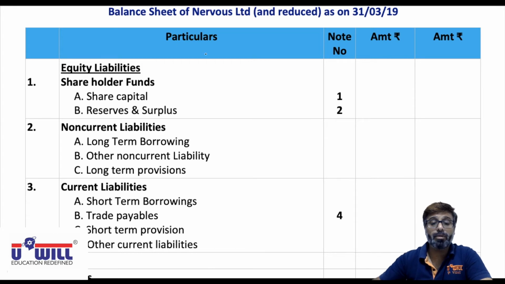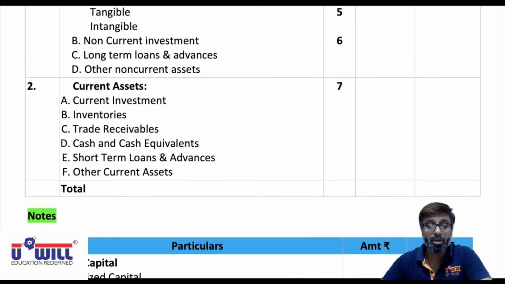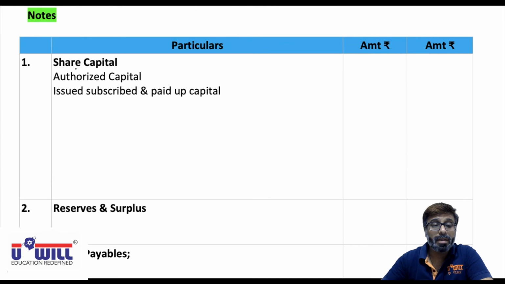Yes, I hope everyone has done the format of the balance sheet. Now let's make the notes. Share capital, note number 1, authorized capital. Authorized capital is not given in the question, so we write a question mark and a double underline.